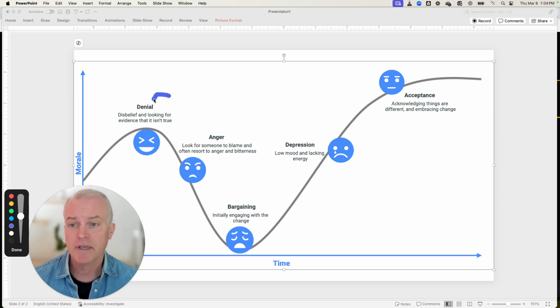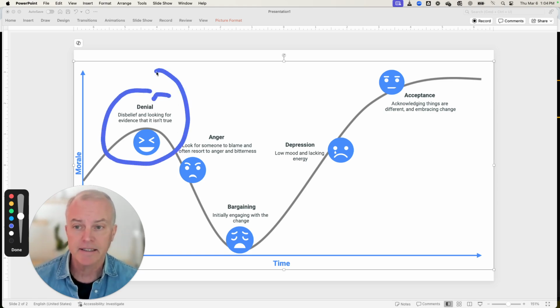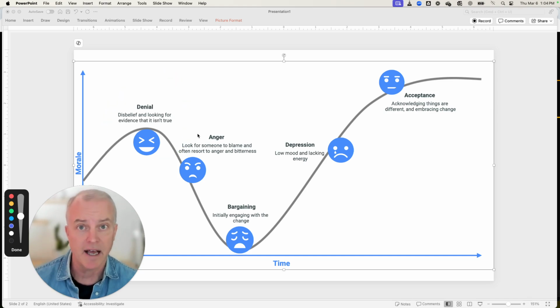The first step is denial. Denial essentially is when you rationalize that the change isn't happening, or you look for data that refutes the change so that you don't have to recognize that something is about to change.